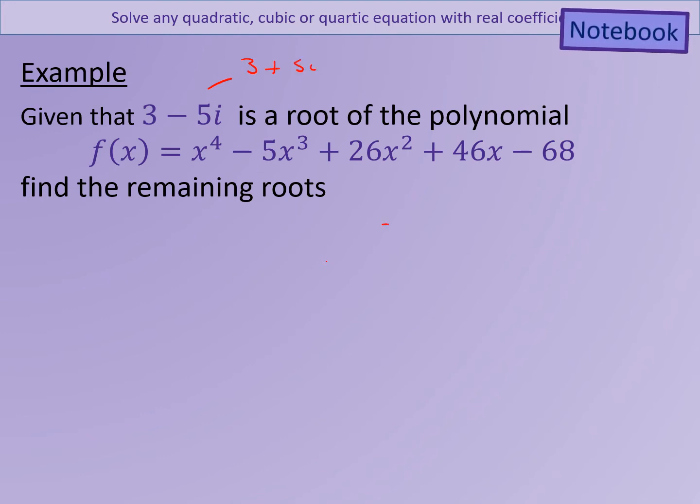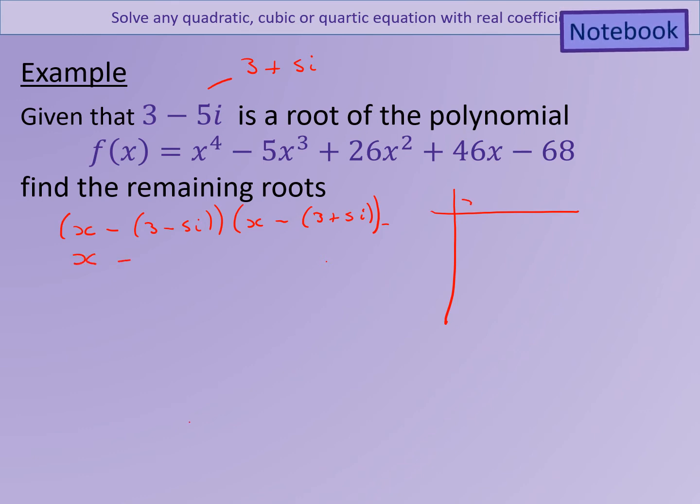Now, there's a possibility that the 2 more roots will either be 2 real roots or it may be another complex conjugate pair. So we're going to start off by multiplying the 2 factors together that we do know. So we know x minus 3 minus 5i, x minus 3 plus 5i. Multiply that together to get us the first pair of roots. So the first quadratic factor. So we've got x minus 3 plus 5i, x minus 3 minus 5i.